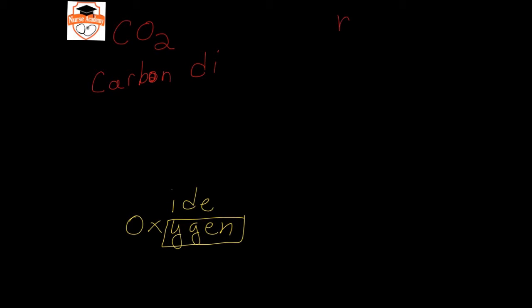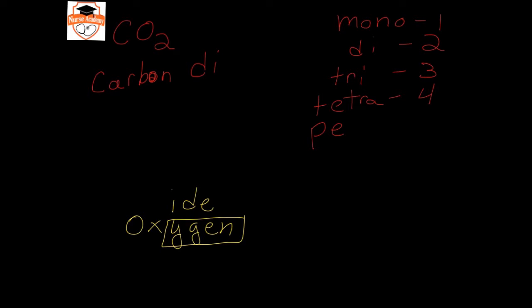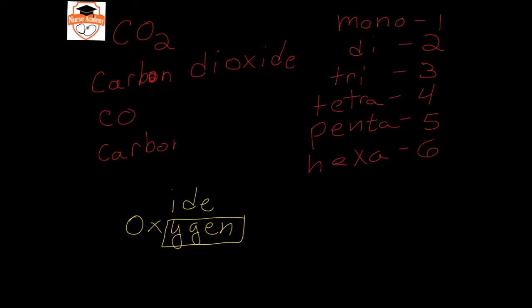If you remember, mono is 1, di is 2, tri is 3, tetra is 4, penta is 5, and I think we went to hexa, and hexa is 6. We're then going to put dioxide here at the end. And this is a common compound. I'm sure that you've heard of carbon dioxide before. There's also carbon monoxide, which is the same two elements, but instead of there being 2 oxygens in the compound, there's only 1, and that would be carbon monoxide.